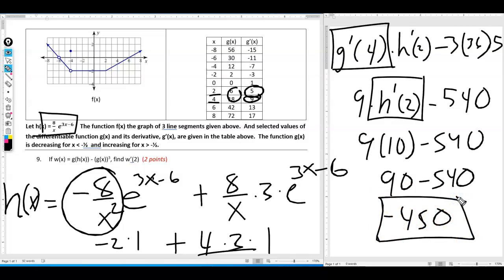So once again, you get a point for just showing me what the derivative of this is. The second point is for actually the final answer. And that's the end of your derivative review. Move on to the other part.